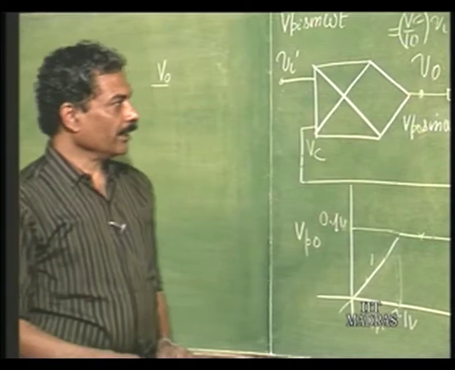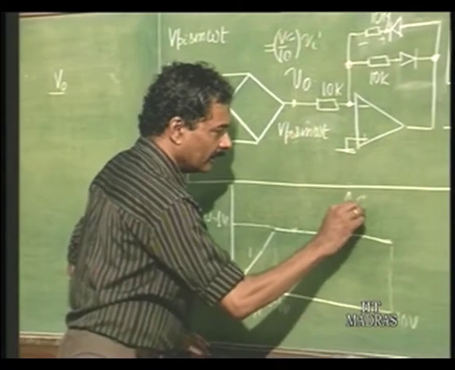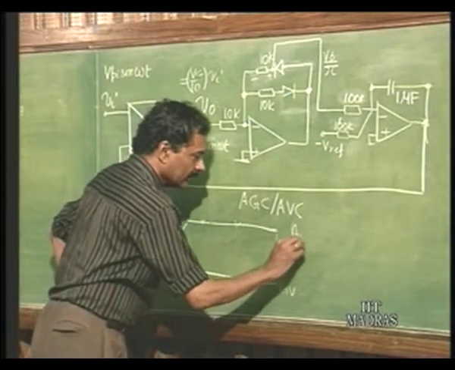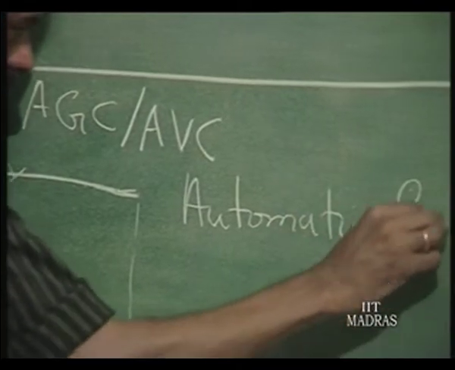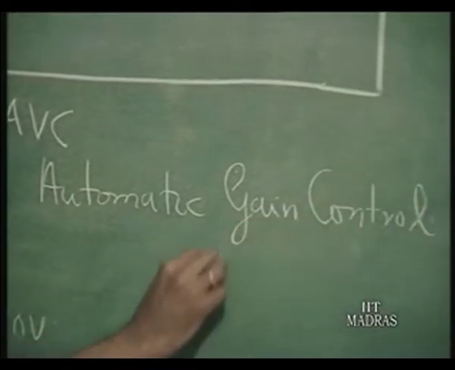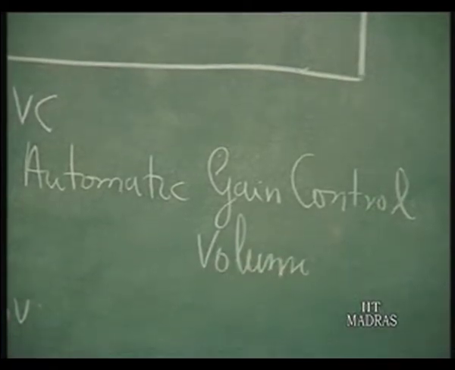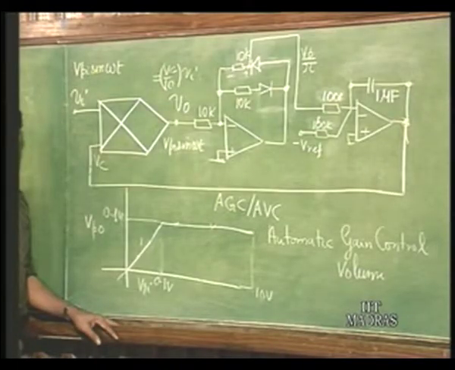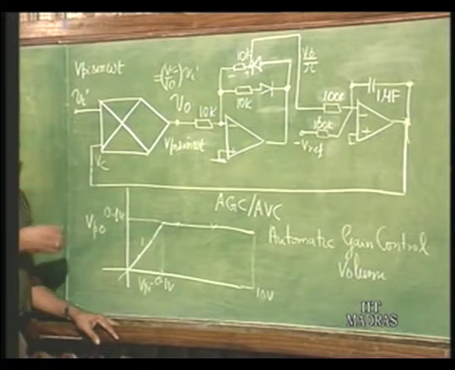We will discuss another application of the multiplier in what we had earlier indicated as AGC or AVC scheme, which is automatic gain control or automatic volume control. This is a control scheme which is quite often applied in radio receivers and television receivers, to maintain output constant, output sine wave constant amplitude, right.